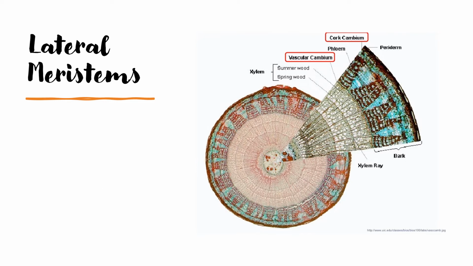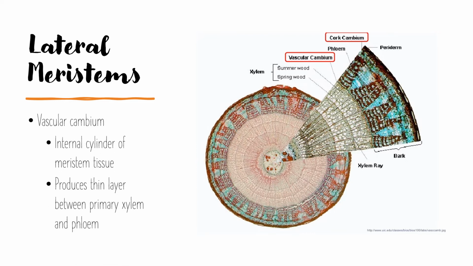Wood and bark are tissues that arise from secondary growth originating at two types of lateral meristems, which are the vascular cambium and cork cambium. These meristems occur in gymnosperms and many eudicots, but not in monocots. So we have vascular cambium. Vascular cambium is an internal cylinder of meristem tissue that produces most of the diameter of a woody root or stem. This lateral meristem forms a thin layer between the primary xylem and phloem.